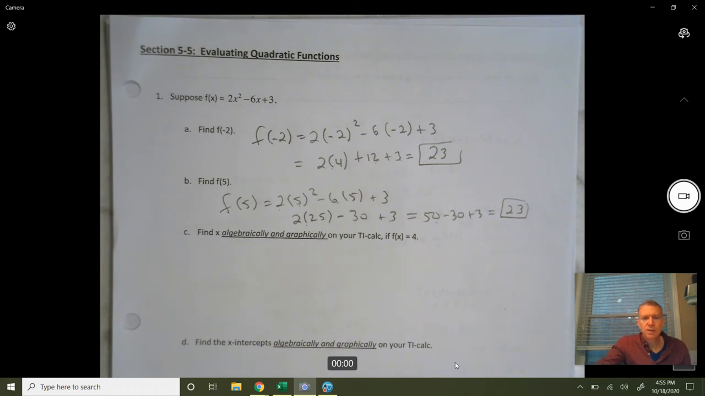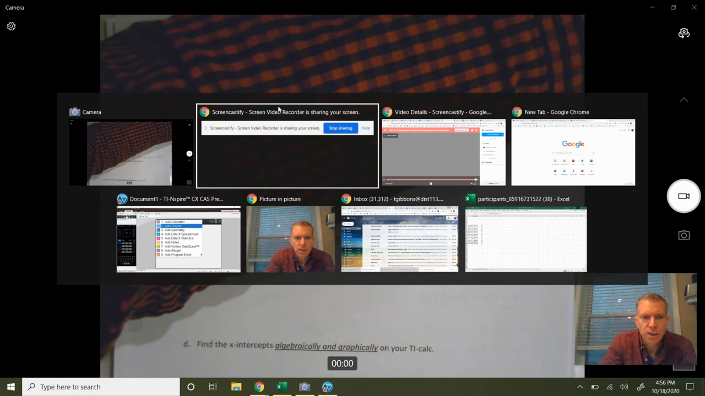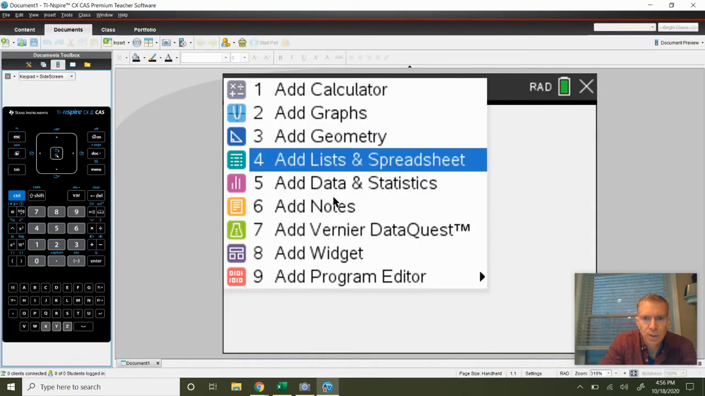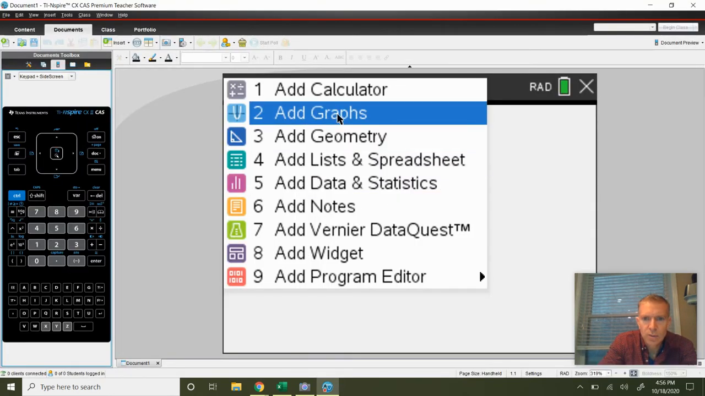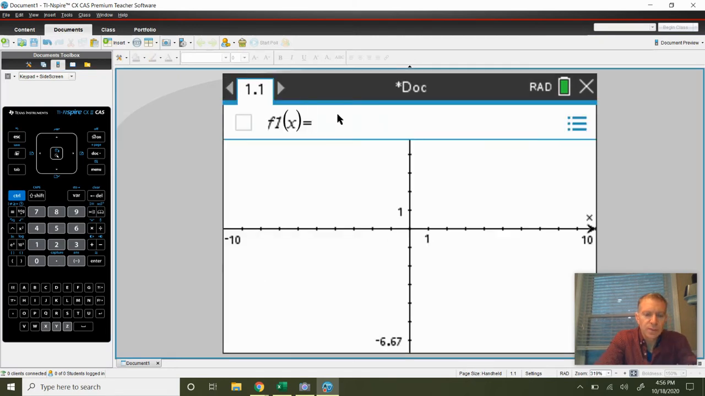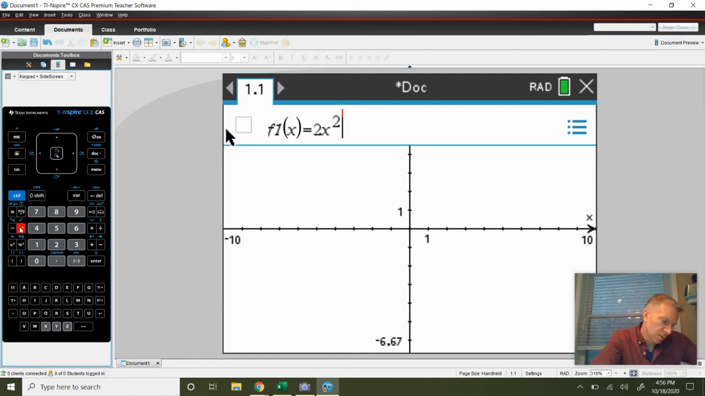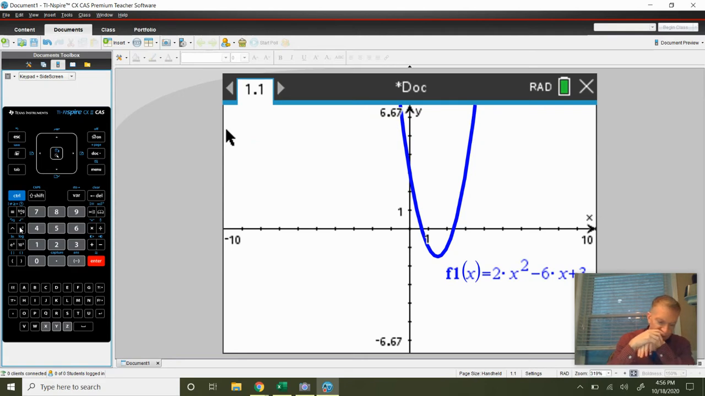Now let's look at this on the calculator. So our graph is going to be y equals, or f of x equals 2x squared minus 6x plus 3. Let's go to your TI Inspire. You can open a new document, add a graph. This is going to be 2x squared minus 6x plus 3. Enter.